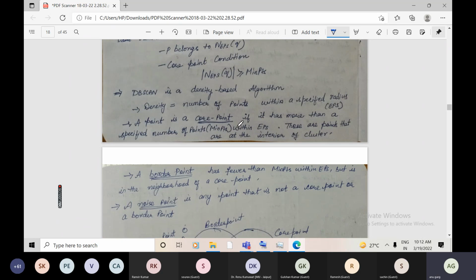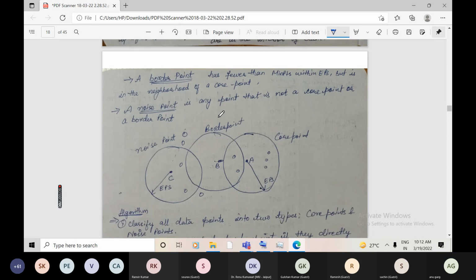But before that, we need to understand three more terms: core point, border point, and noise point. You call your point a core point if it satisfies the epsilon condition and the minimum point condition. That means if I say minimum points should be 4, and it has 4 points around it which fall in the epsilon radius, then you say that A is capable of forming a core point.